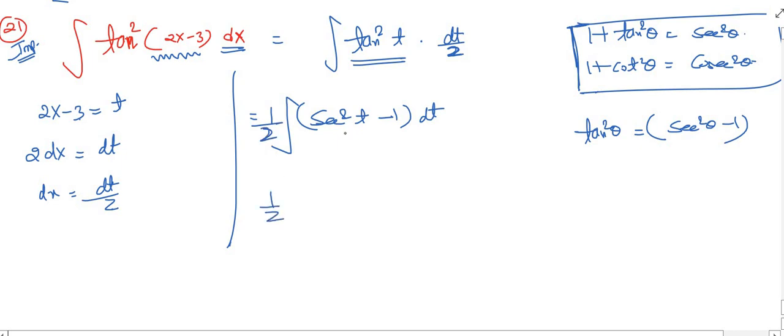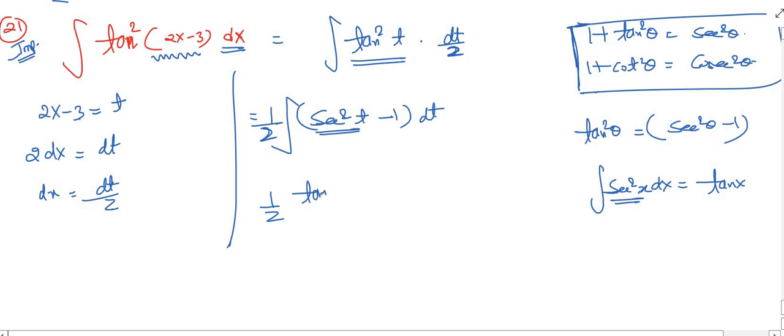ठीक है, we know integration of sec square क्या है? Look in your formula list. Integration of sec square is tan x. Correct everyone?